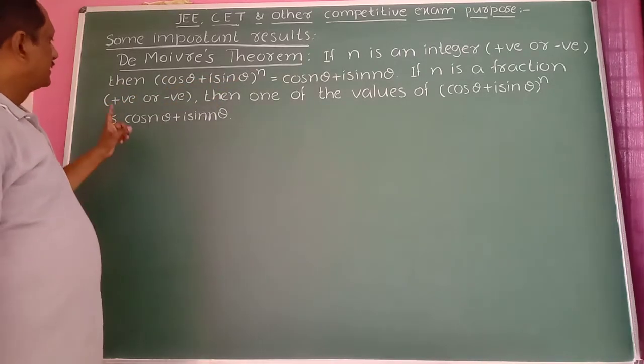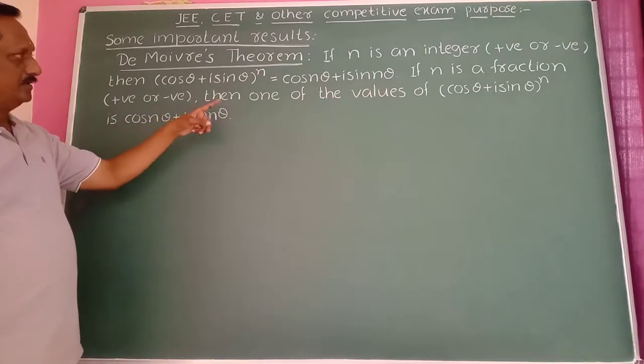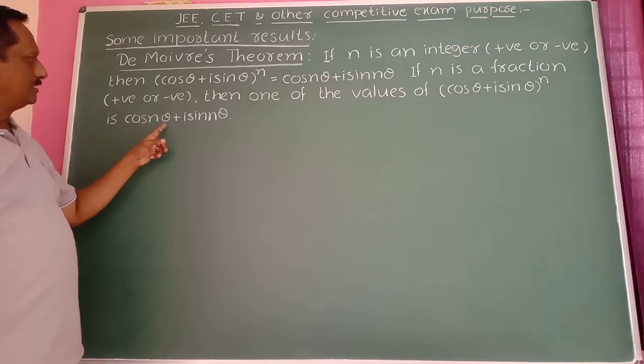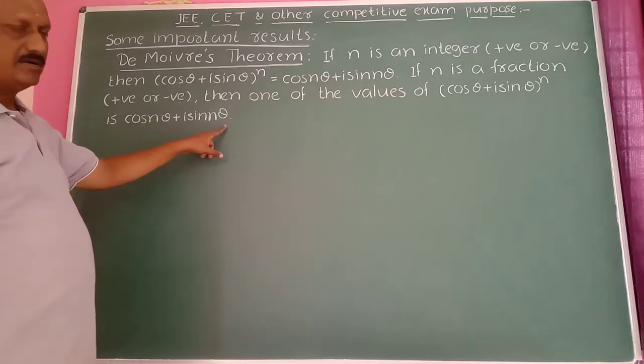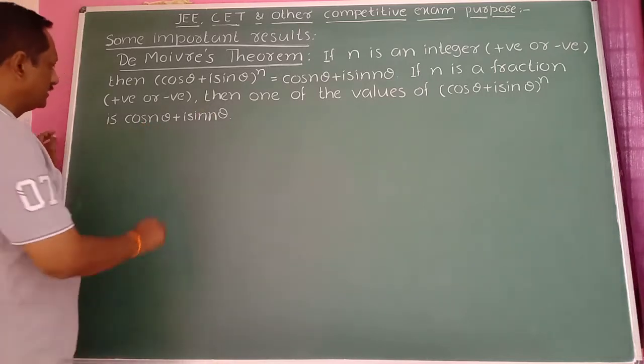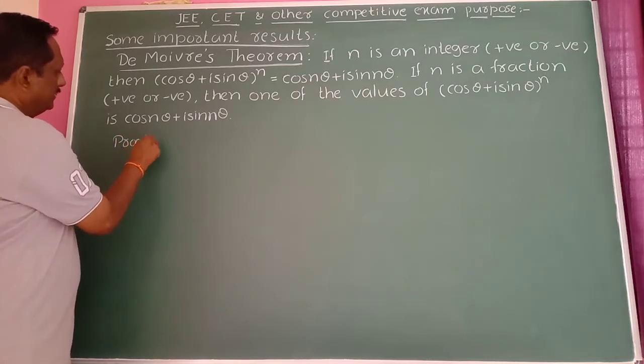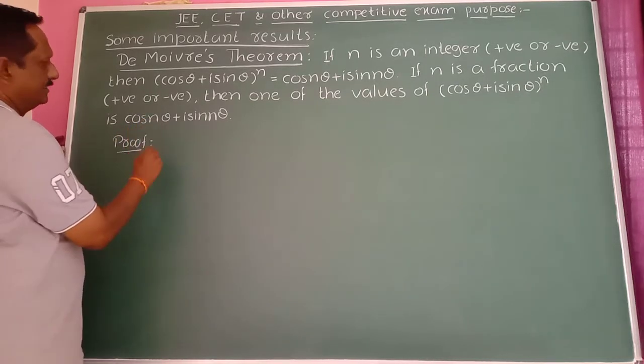If n is a fraction, positive or negative, then one of the values of (cos theta plus i sin theta) raised to n is cos n theta plus i into sin of n theta. We can prove this result here. Okay, so consider n is a positive integer here.